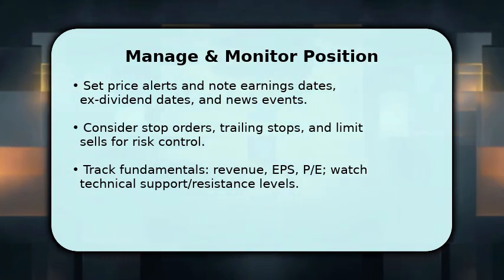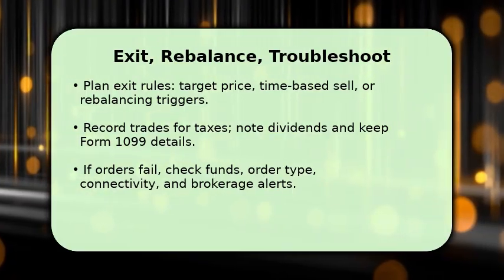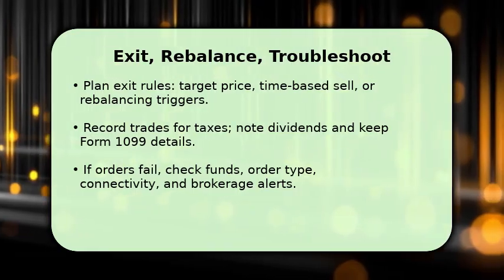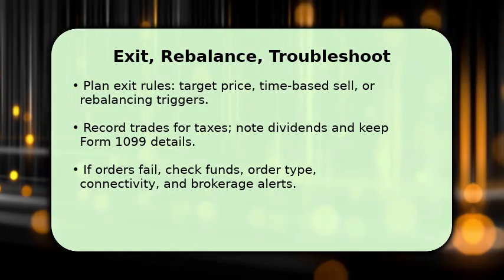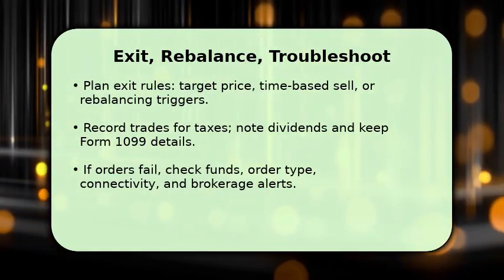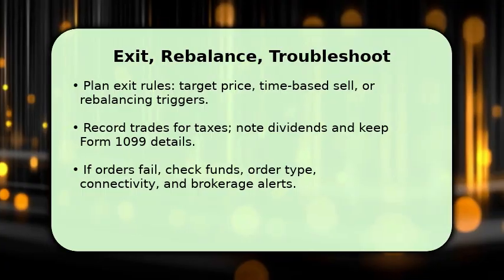To finish, define clear exit rules. Sell at a target price after a set time or when your allocation exceeds a rebalance threshold. Make profit-taking and rebalancing part of your routine and record each trade for taxes, save dividend records, and form 1099s. If you need to liquidate quickly, use market orders but be mindful of slippage.